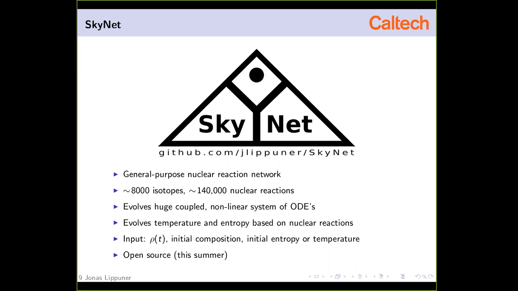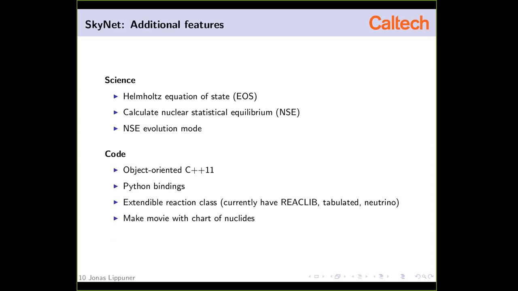Here, just one more quick slide about some additional features that Skynet has. It includes a Helmholtz equation of state, which we've extended to not just include electrons and photons and some representative heavy nuclide species, but every single nuclide species in the record, because at every point in time we know the exact composition, so we might as well use it. And then, as I alluded to, we have an NSE calculator, so we can calculate NSE.